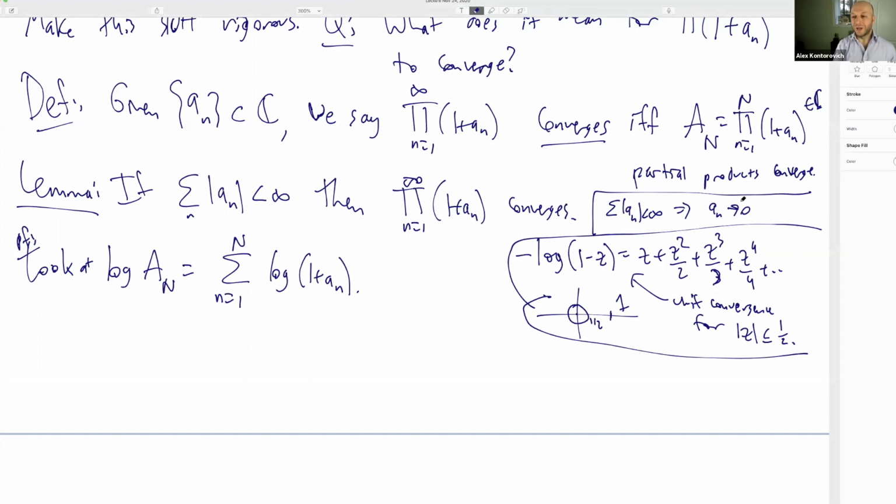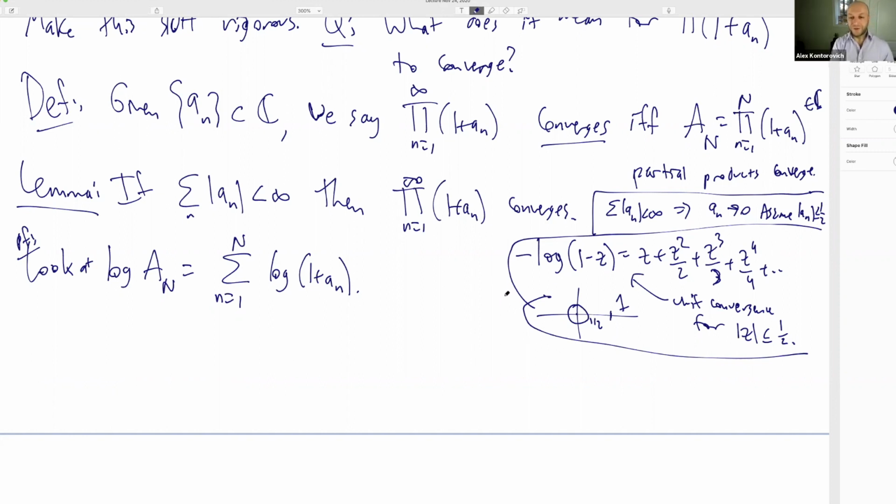So we may as well assume after finitely many of these terms, all of the ANs are less than a half. So assume that the ANs are all less than a half. Or just start your analysis after you've passed those finitely many ANs that aren't less than a half. Okay? So after a finite sum, or a finite product, you'll see only ANs that are less than a half. For those ANs, we have this series expansion.